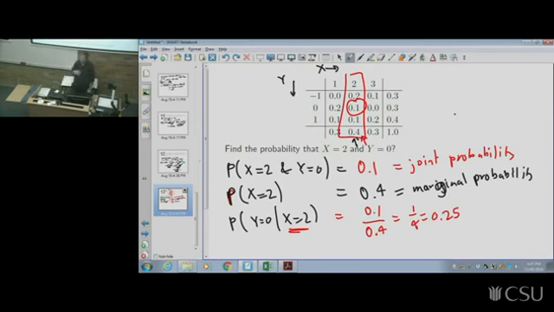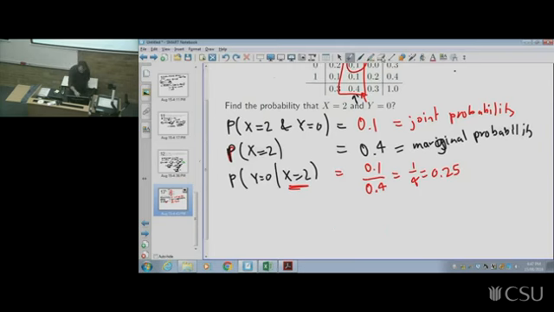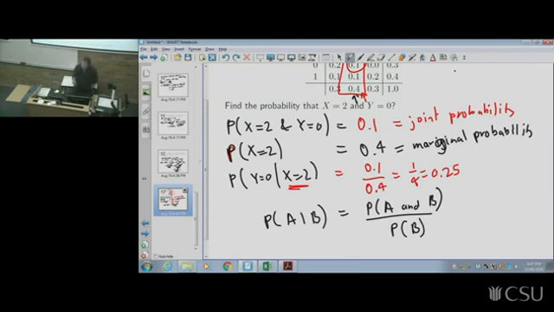Now that's doing it without formulas. If you like formulas, I love them. The probability of A given B is the probability of A and B divided by the probability of B. So no numbers. That's the general formula that you use for conditional probabilities.